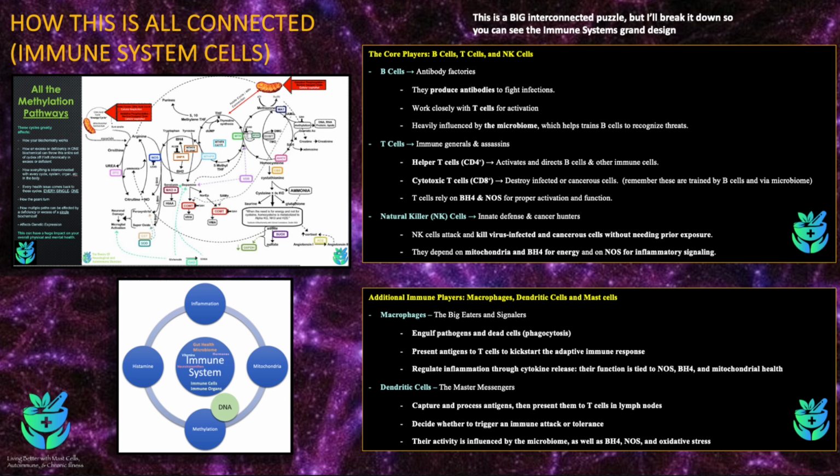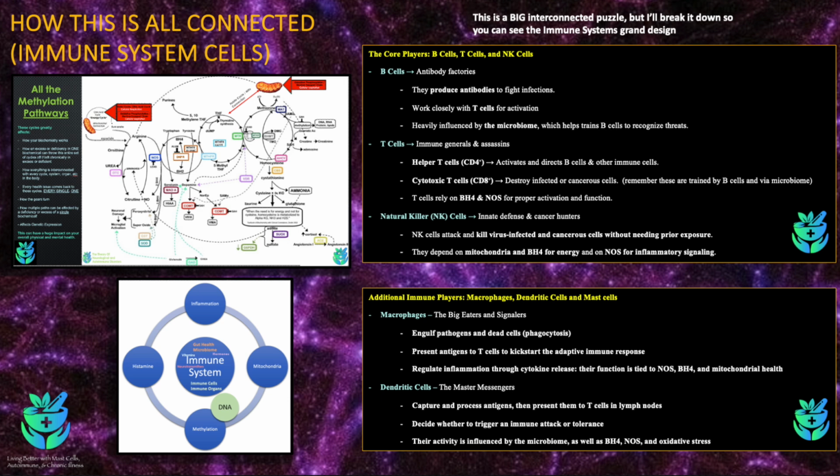T cells are the immune generals and assassins. The helper T cells, or the CD4, activate and direct B cells and other immune cells. Cytotoxic T cells, which are your killer T cells, or CD8, destroy infected and cancerous cells. Remember, they are also trained by the B cells and via the microbiome. T cells rely on BH4 and NOS for proper activation and function. Natural killer cells are the innate defense and cancer hunters.